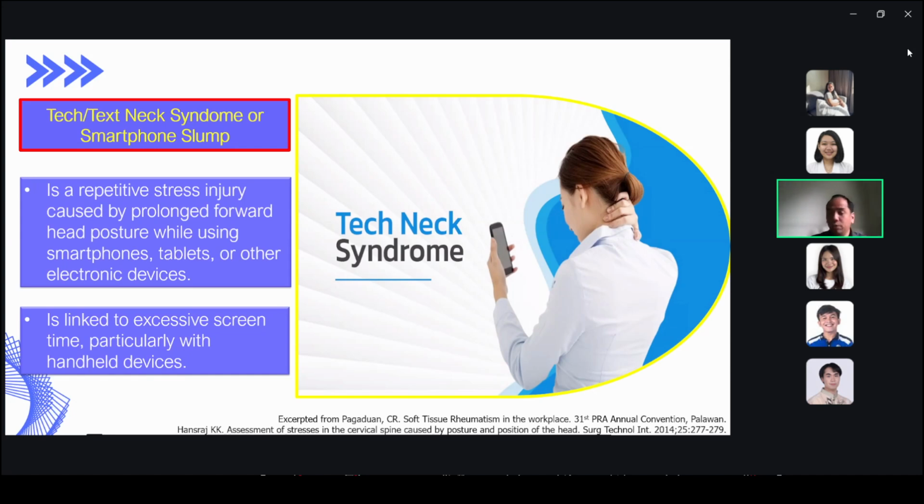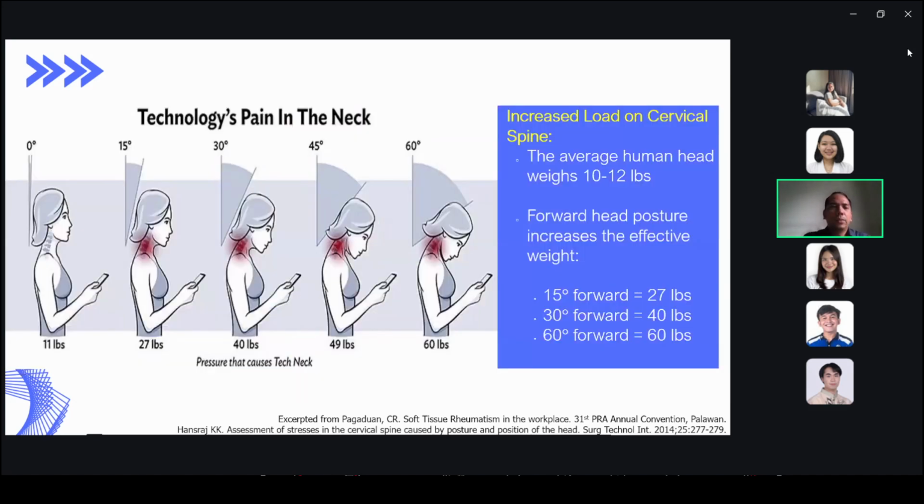So when there is a repetitive injury, that's the problem now in the modern world, no? Sa era na ngayon, because na digital era na tayo ngayon. Very rampant yung virtual classes, online class, Zoom lectures, pati meeting. There is an increased load on the cervical spine dito banda. The average human head weighs only 10 to 12 pounds or mga 5 kilos.